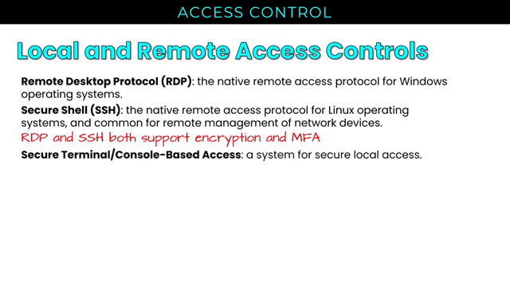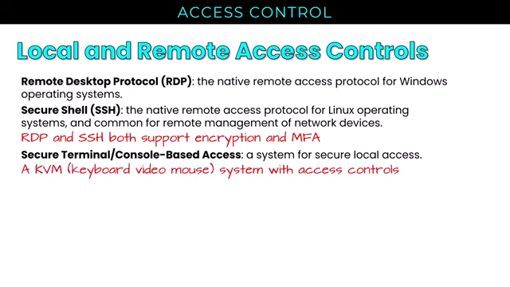Now, secure terminal or console-based access is a system for secure local access. In the legacy co-location scenario, we would commonly see a keyboard video mouse or KVM system with access controls to limit console access in a scenario where multiple customers have physical servers in a single shared rack. You could actually rent rack space without committing to a full rack, and that would be coupled with oversight from the colo data center staff to ensure that one customer didn't touch another customer's physical server in that rack.